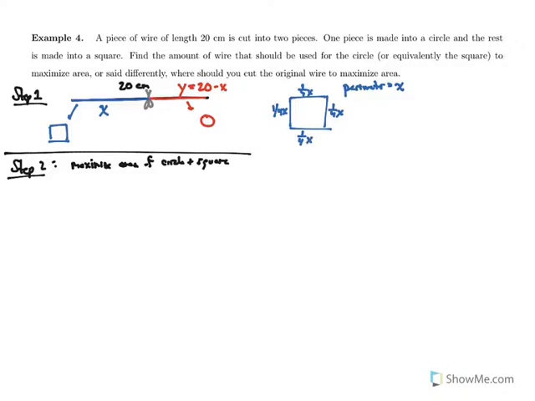So the area of the square is going to be (1/4 x) squared. When we think about the circle, the perimeter, or the circumference, is equal to y, which means that we have 2 pi r is equal to y. So r is equal to y over 2 pi.